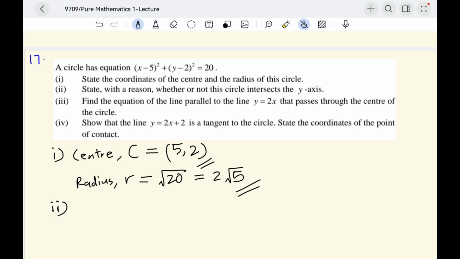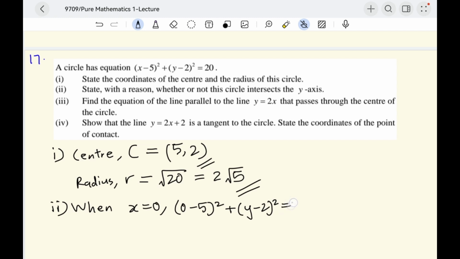Okay, let's move on to the second part. State with a reason whether or not this circle intersects the y-axis. So we have to pay attention to the keyword of intersecting the y-axis. What does it mean? When the circle intersects the y-axis, it means that its x coordinate is 0. So you have to substitute x equals 0 into the equation of circle, and by right you should form a quadratic equation.